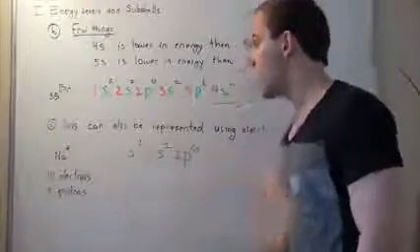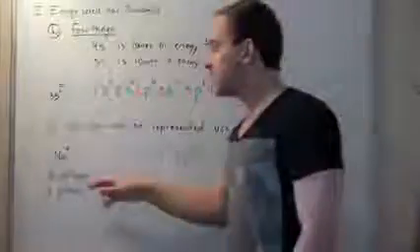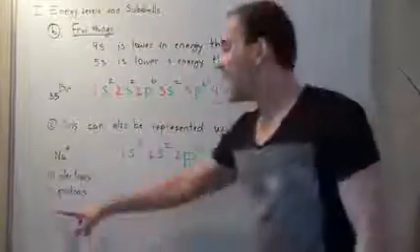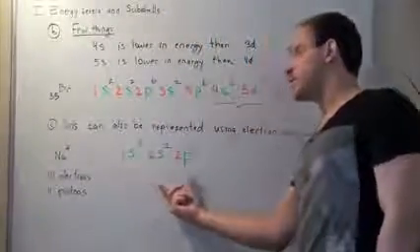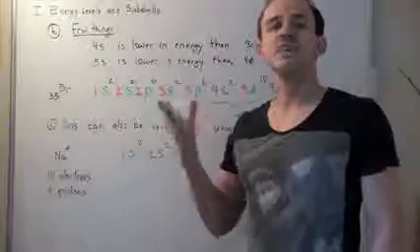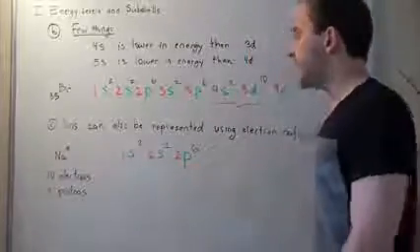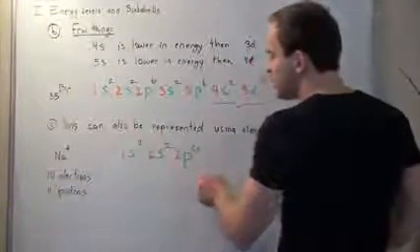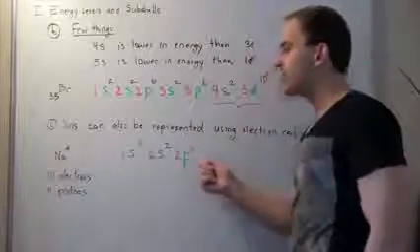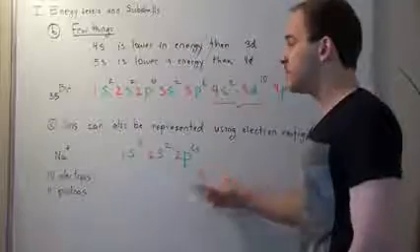So ions also can be represented using electron configuration. For example, let's look at sodium plus. It has 11 protons and 10 electrons. So in order to write the electron configuration for this guy, we simply take away one electron from the highest energy level. So in this case, it would be 1s2, 2s2, 2p6, and we took out one electron from the 3s1 orbital, so that guy disappeared.